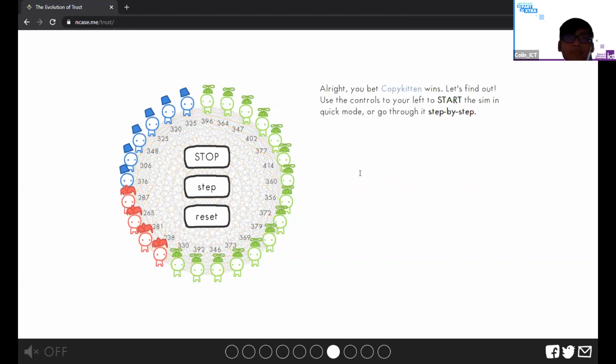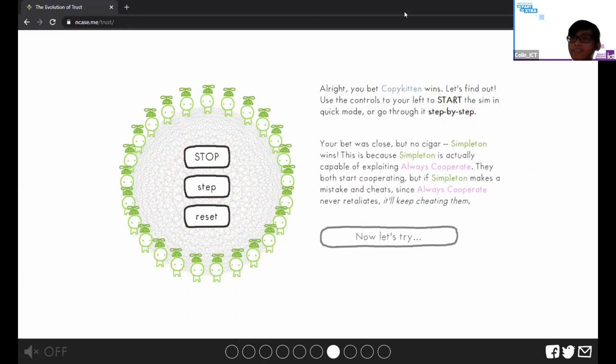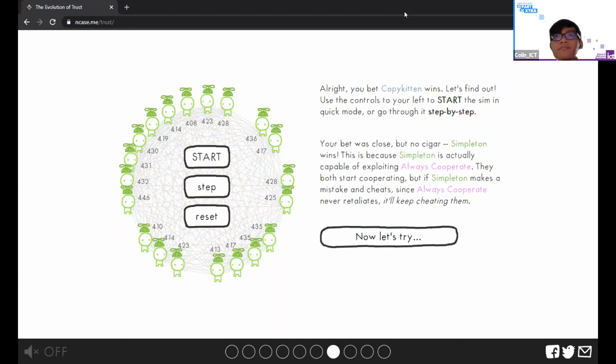It seems that the simpleton does win at the end. All right, so let's find the explanation for that. Okay, since we are here. This is because the simpleton is actually capable of exploiting the always cooperate. So people start cooperating. But if the simpleton makes a mistake and cheats, since always cooperate never retaliates, it will keep cheating them. So simpleton does triumph at the end.